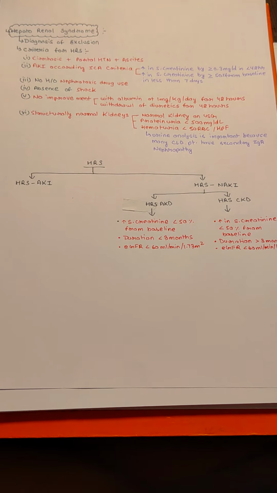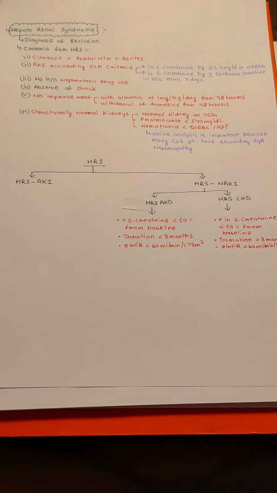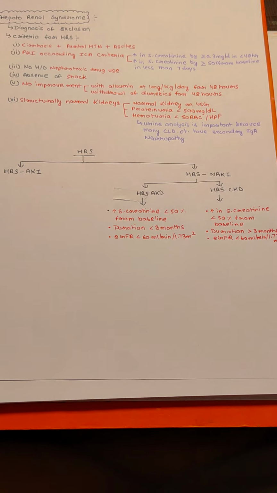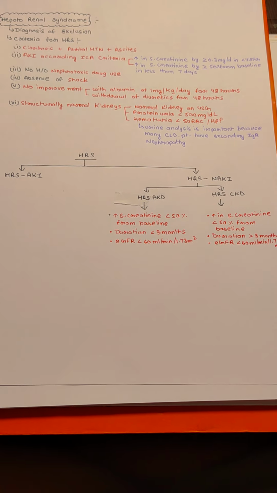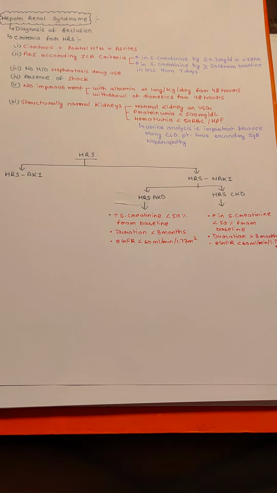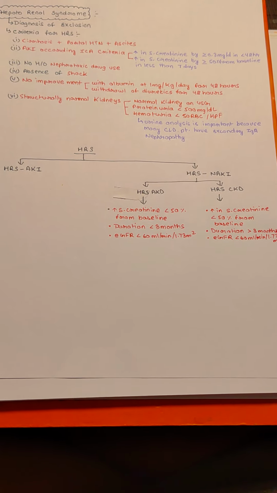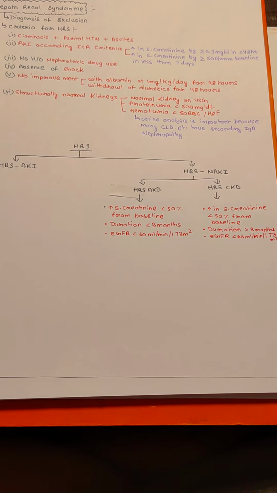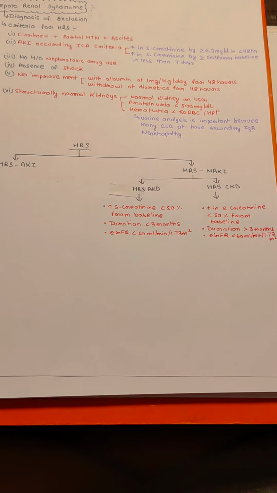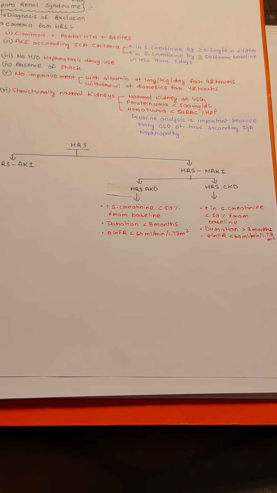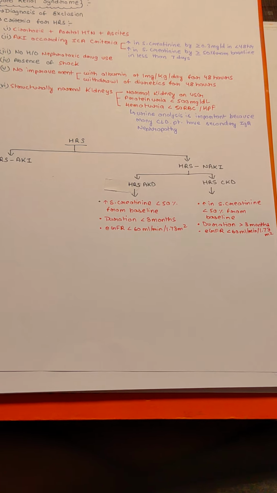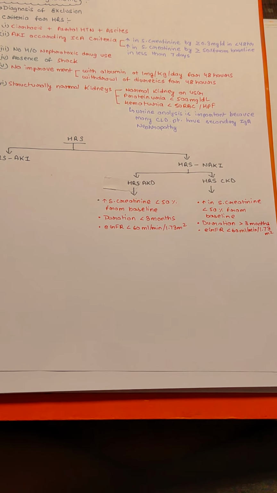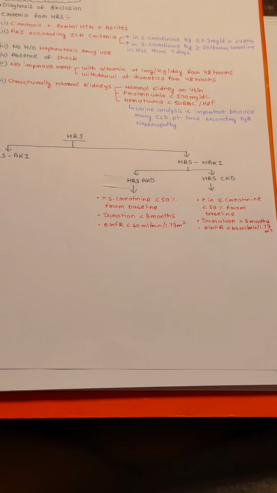However, HRS-NAKI is HRS not associated with AKI. It is further divided into two types, HRS-AKD and HRS-CKD. So what exactly is HRS-AKD? In HRS-AKD, the increase in serum creatinine is less than 50% from the baseline, the duration is less than 3 months, and the eGFR is less than 60. And in HRS-CKD, the increase in serum creatinine is less than 50% from the baseline, the duration is more than 3 months, and the eGFR is less than 60.